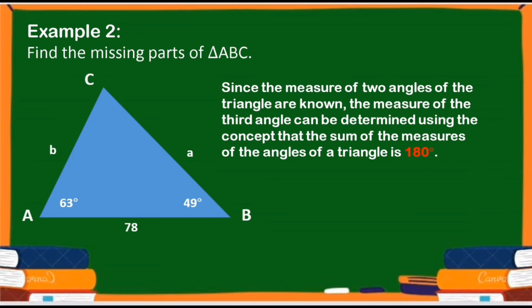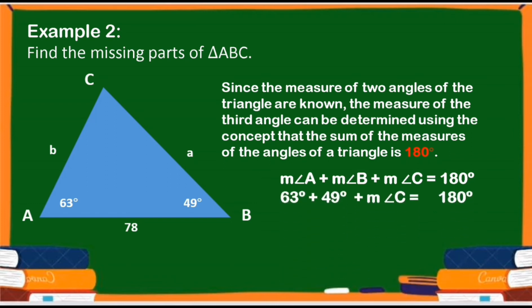Since the measures of two angles of the triangle are known, the measure of the third angle can be determined using the concept that the sum of the measures of the angles of a triangle is 180 degrees. So we have the measure of angle A plus the measure of angle B plus the measure of angle C is equal to 180 degrees.